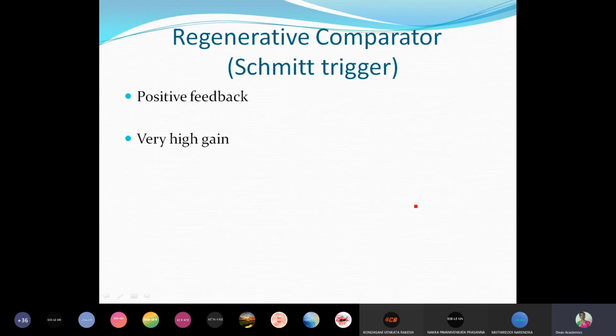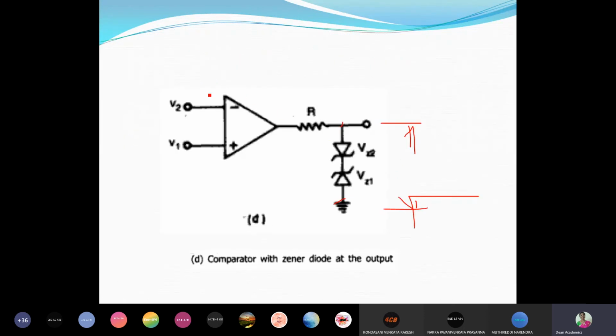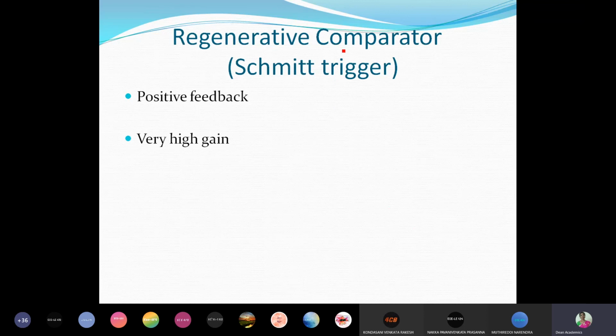Then the regenerative comparator. What does this regenerative comparator mean? The third category of comparator, that is the regenerative comparator. That means we have seen comparator circuits connected in open loop configuration only. So now regenerative means feedback. That feedback is also a positive feedback. How do you say that you are giving positive feedback or negative feedback?